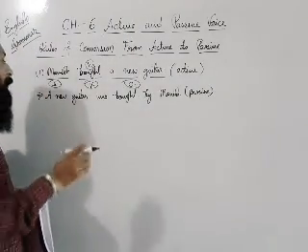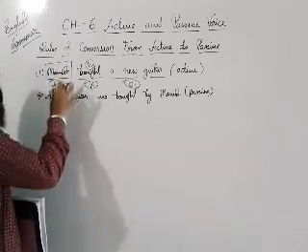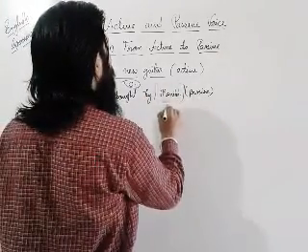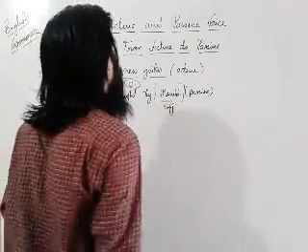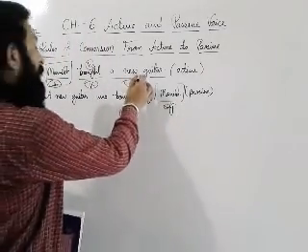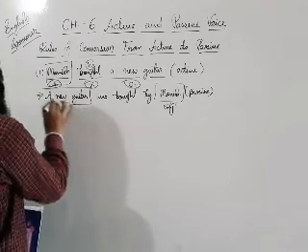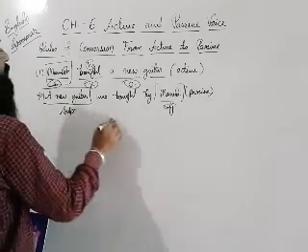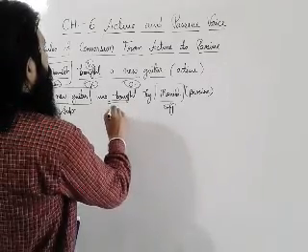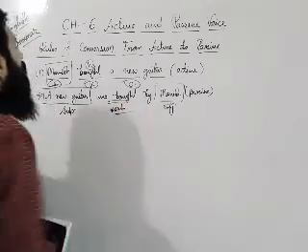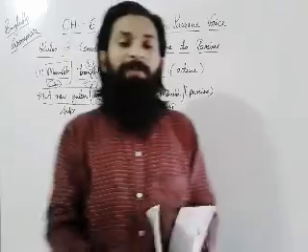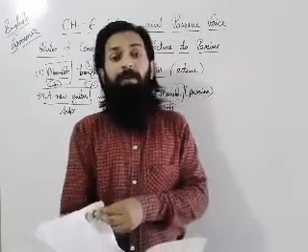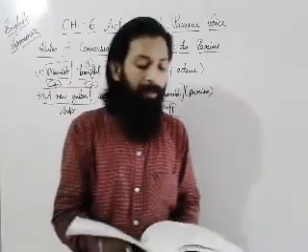Now watch carefully. The subject of the active voice is changed into the passive voice object, and the object of the active voice is changed into the passive voice subject, and your verb is as it is here. This is your rule number one of changing active to passive. Now we will talk about rule number two.